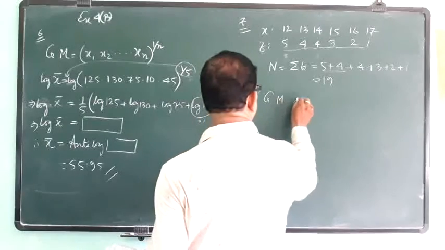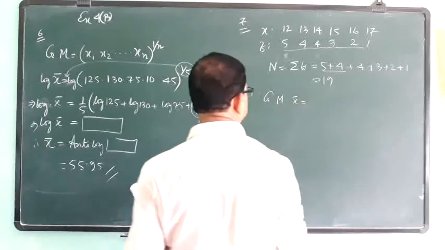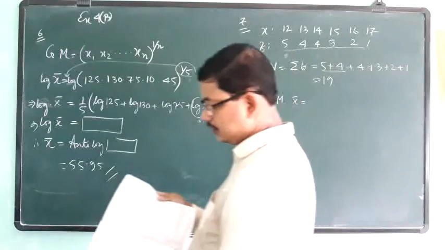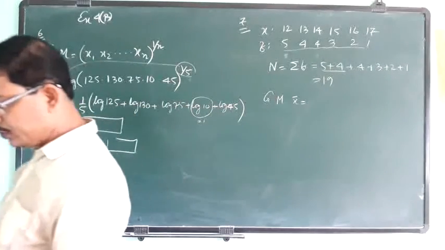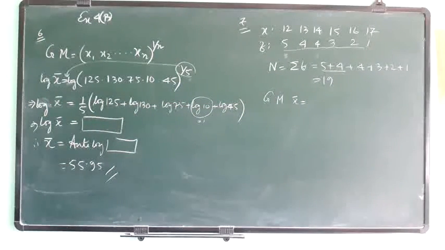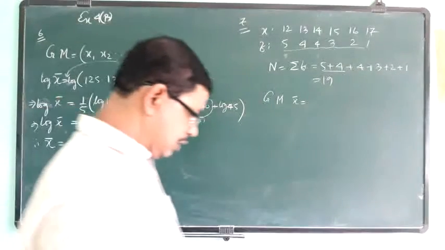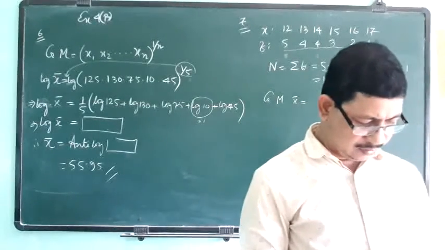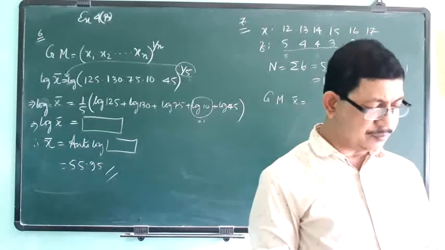Geometric mean, suppose it is x bar. Then what will its value be? That is the formula. When frequency is there, what will it be? Its value is a little bit complicated. So how to get it? The geometric mean for this.